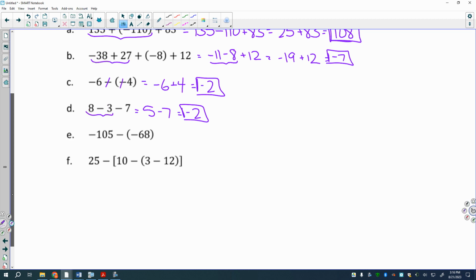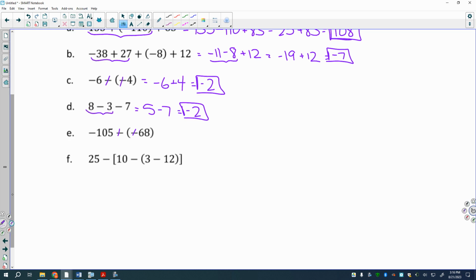Now this one, that becomes a plus again. So this is negative 105 plus 68. Now what I do a lot of times with this is I take that 105 and I subtract from it the 68. So this is just like what we've done before. I have to borrow here and do that, so that's going to be 37. Now, since the 105 is bigger than the 68, I use the sign of the 105. That becomes a negative 37 for my answer.